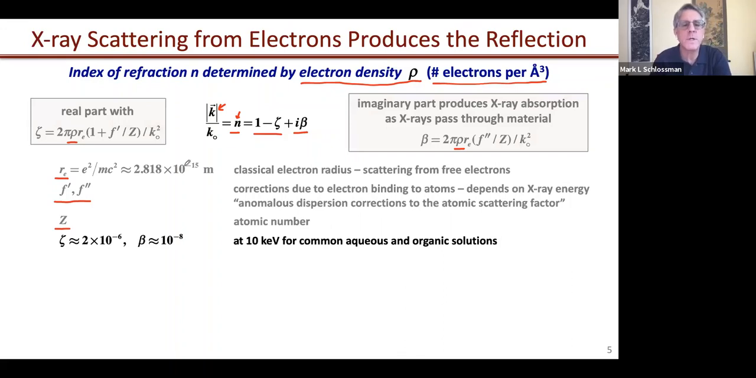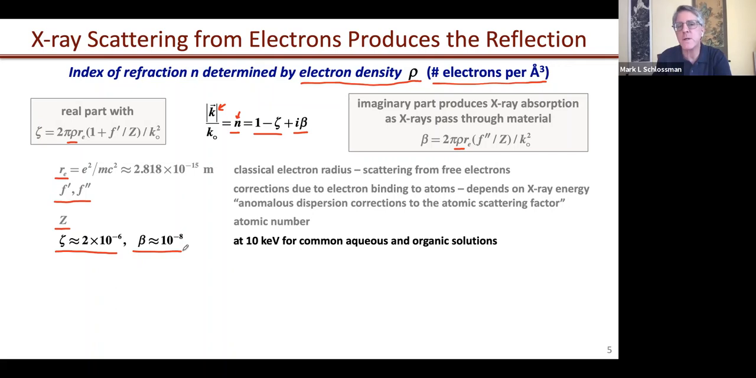Now, it's interesting to realize that zeta and beta in this index of refraction N are both very small. Zeta is on the order of 2 parts in a million. Beta is on the order of 1 part in 100 million. And that's for the typical energies that are used at chemat cars and for common aqueous and organic solutions.